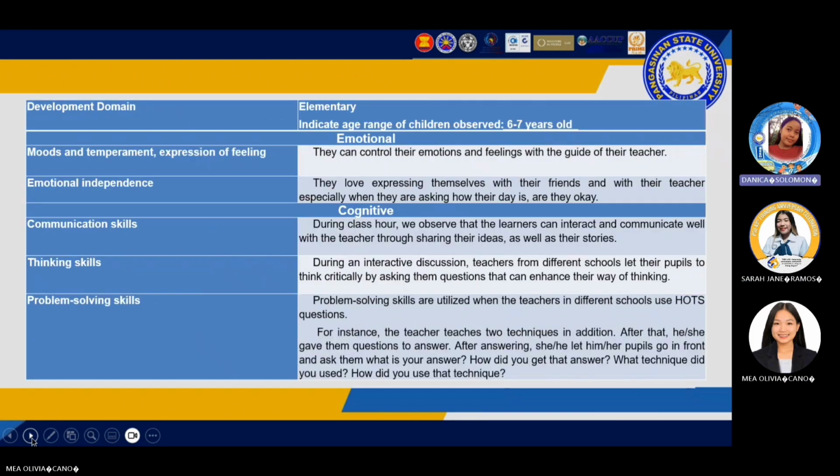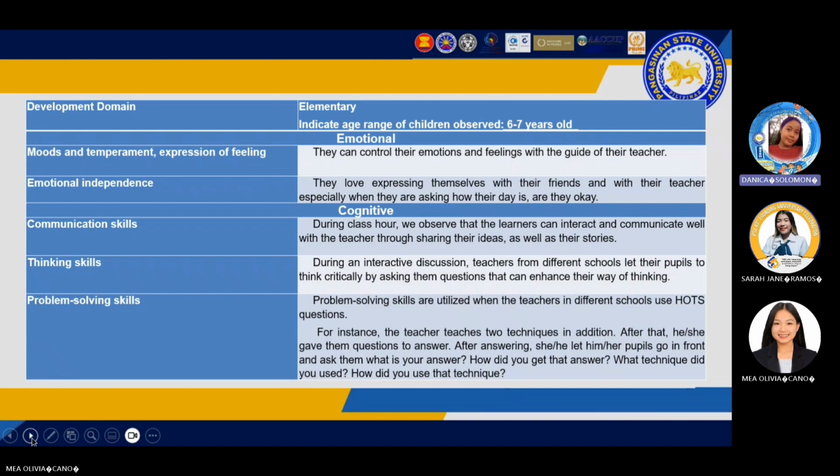So third is their emotional. First is moods, temperament, expression of feelings. As for this part, we observe that they can control their feelings but also with the guide of their teacher. And next is emotional interdependence. In this part, we observe that they love expressing themselves, especially kapag mga kwento, grabe, sobrang dami nilang pwedeng i-share sa'yo. And next is cognitive.